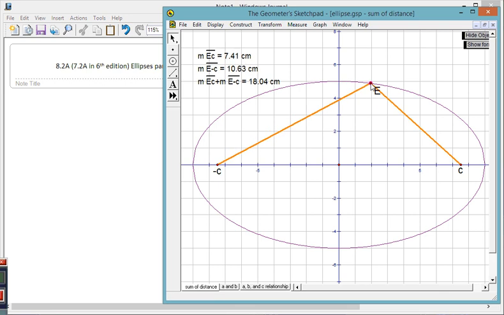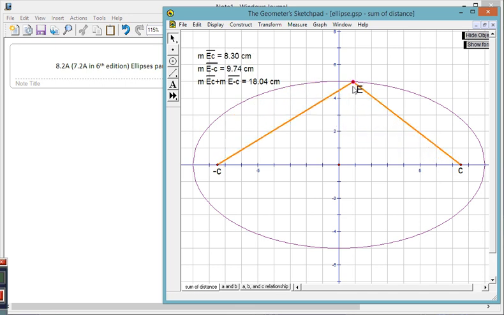I had my program show the measure. This is the distance from E to C, and this is the measure from E to negative C. You see that we add them up. Now my points are not exact, so you see that it does vary by a couple hundredths of a centimeter, but it's pretty close. If it were really an ellipse exactly, then it wouldn't change at all. That distance is the same.